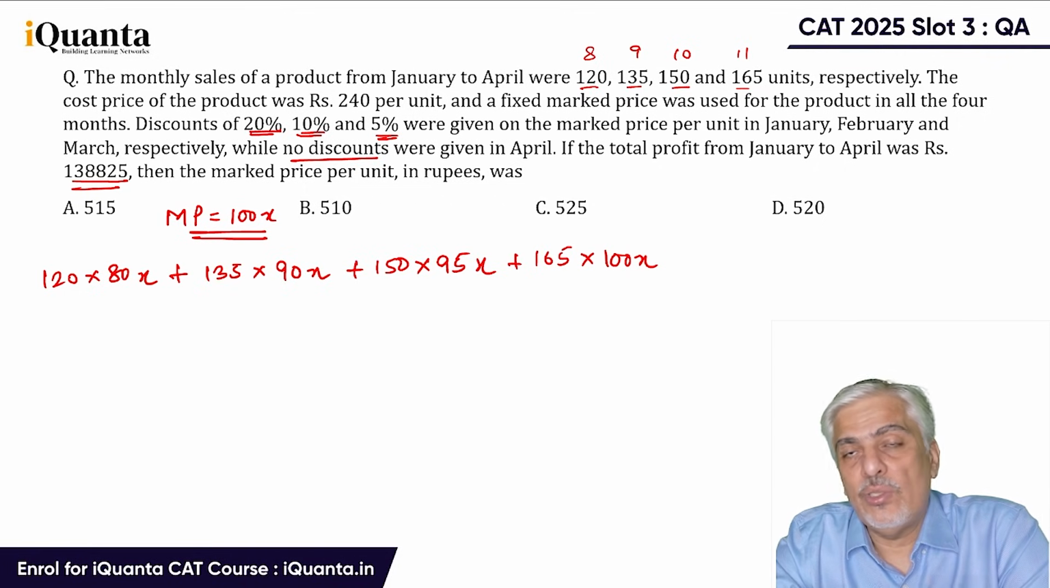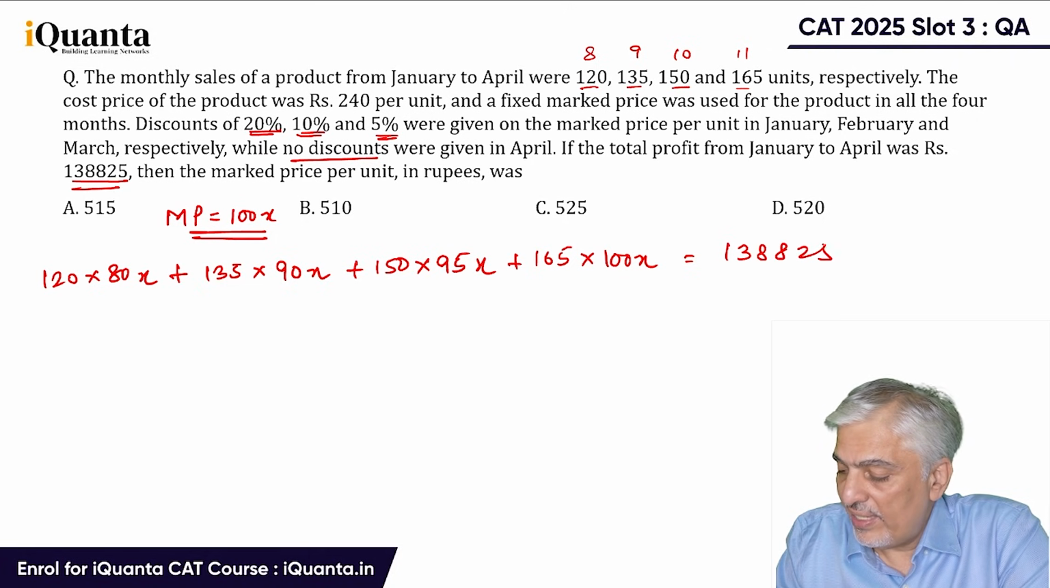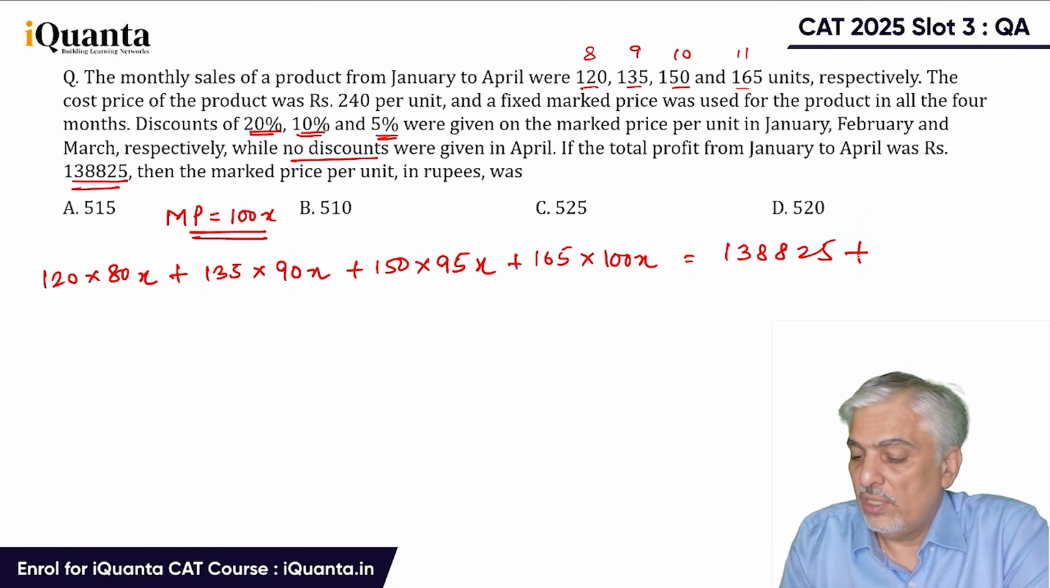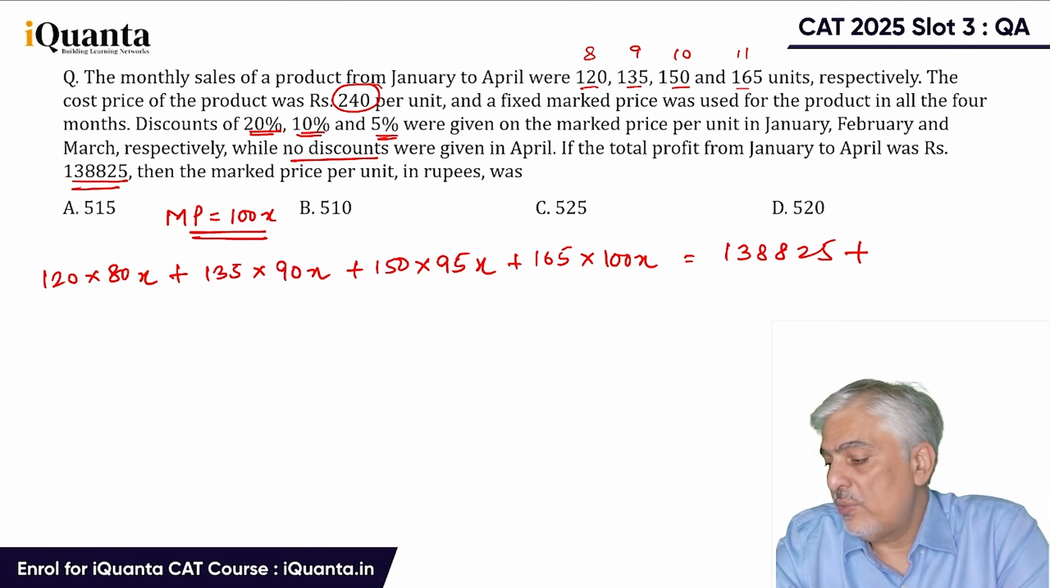And what is this equal to? This is selling price. Selling price minus the cost price is equal to profit. So profit plus cost price is also the same. So profit I know is 138825. I have to add the cost price to this. Cost price was 240 per unit. And how many units were there?